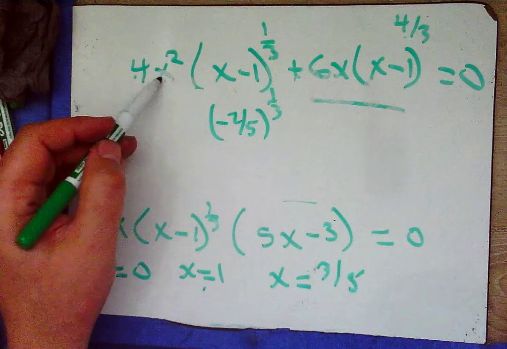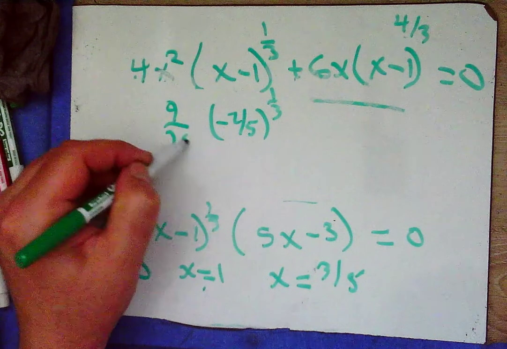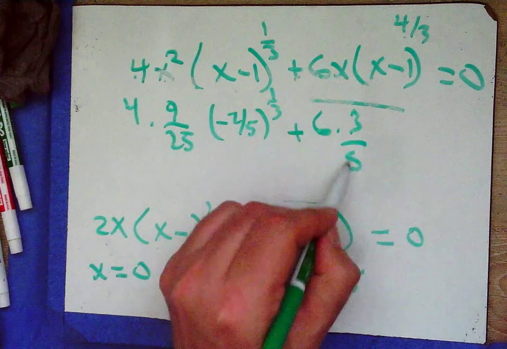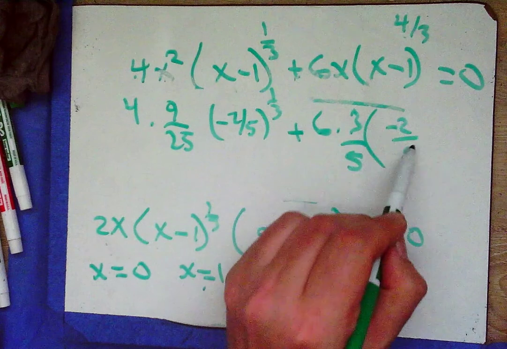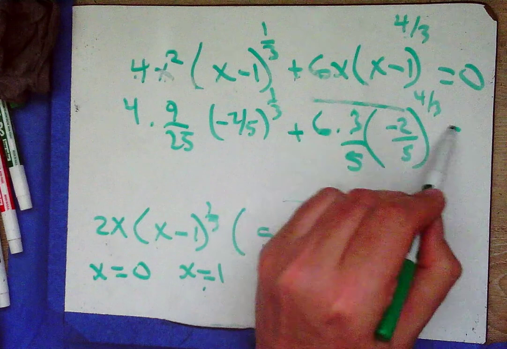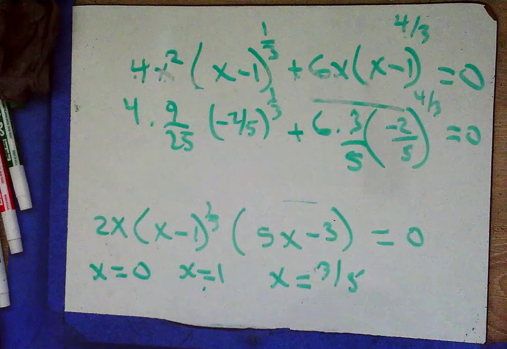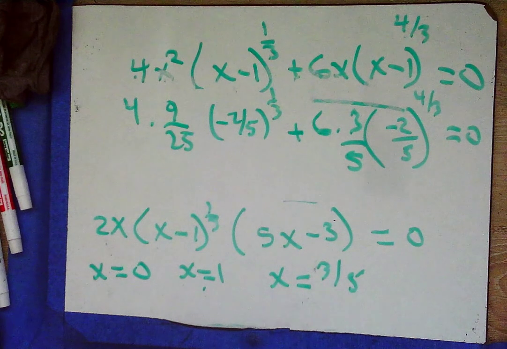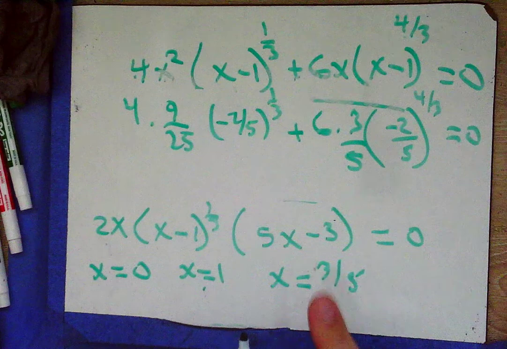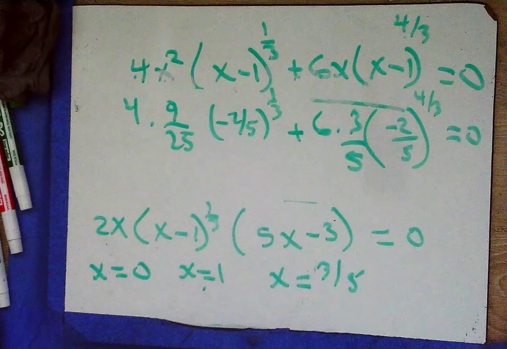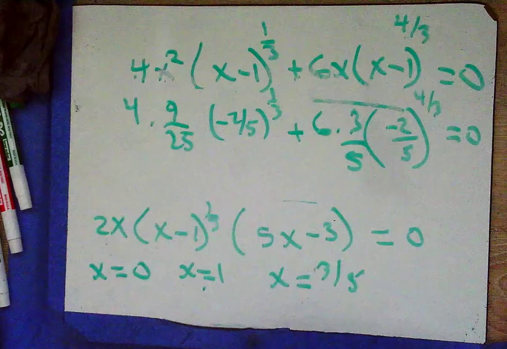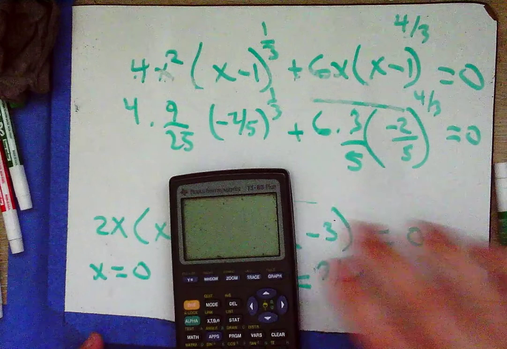And here, if I put in 3/5 and square it, I get 9 over 25 times 4, plus 6 times 3/5. And here we have negative 2/5 to the 4/3 power. Wow. Could those be the same? They don't look the same. I'm not sure. Are they the same? What can I do to figure out if this works or not? Well, I can do a couple of things. I can take the cube root of this and raise this to the 4/3 power. I can do this on my calculator and check.